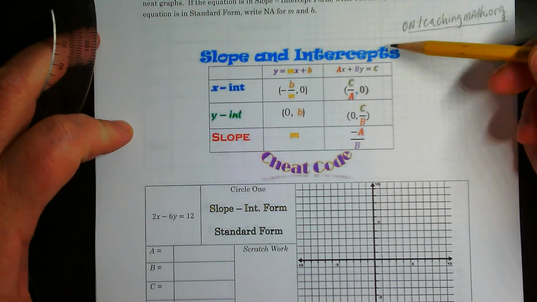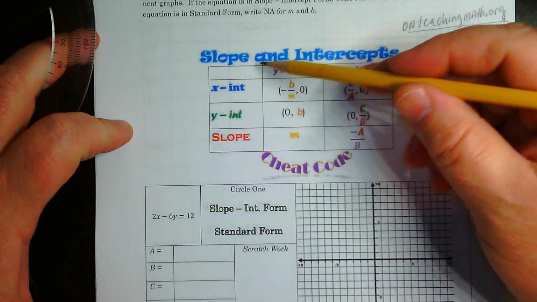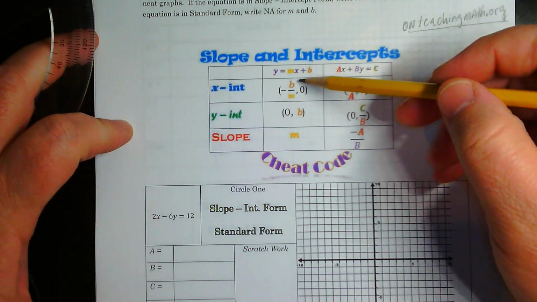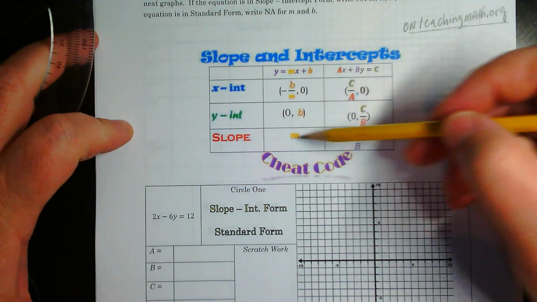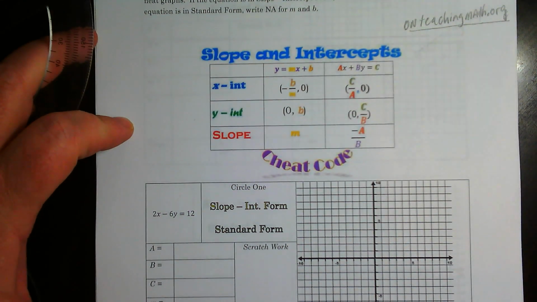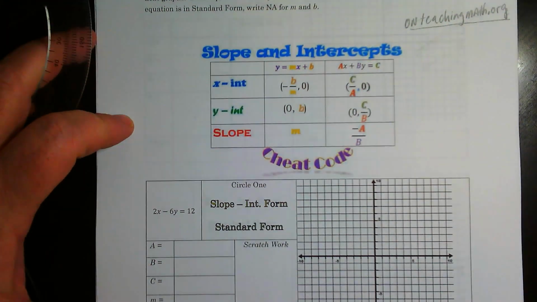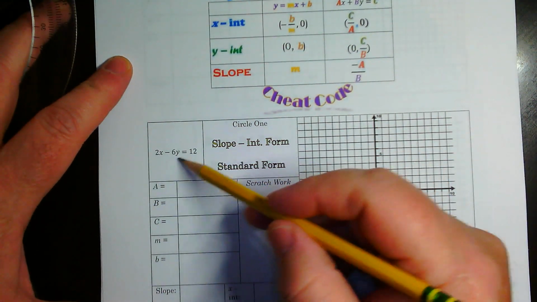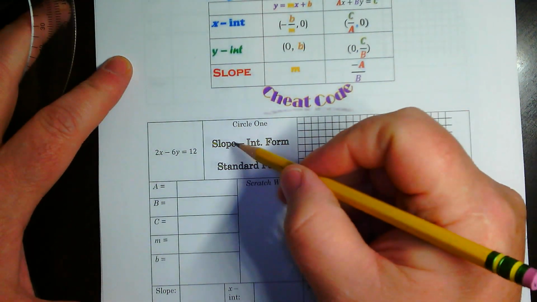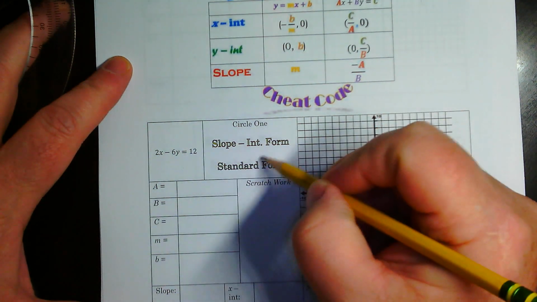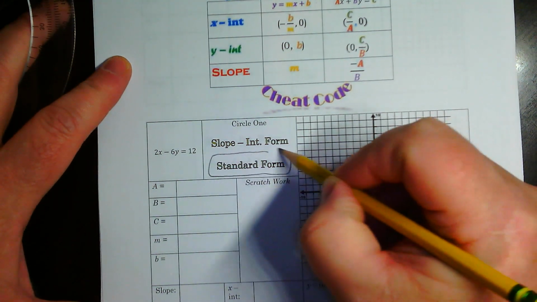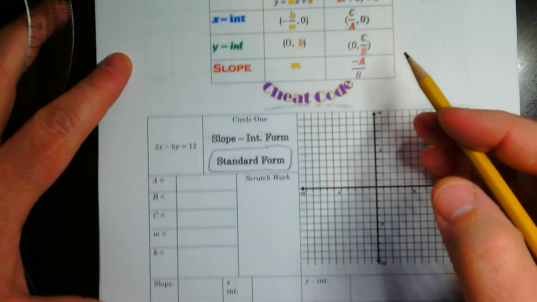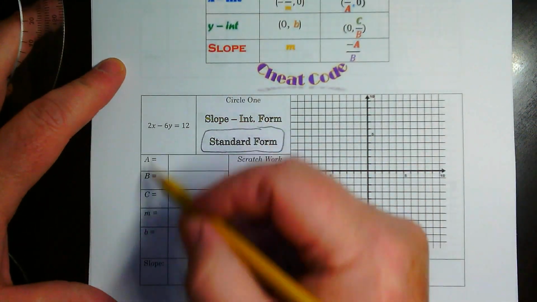So here's what we got. We have this little cheat sheet right here, slopes and intercepts. This is in slope-intercept form. That's standard form, and that shows you how to find your intercepts and your slope from either one. If you can find that information, you can graph anything, okay? So first thing we've got 2x minus 6y equals 12, and we're supposed to figure out, is this slope-intercept or standard form? Well, this is standard form because it's not y equals mx plus b, it's ax plus by equals c. All right, so now let's go ahead and fill out this whole thing right here.